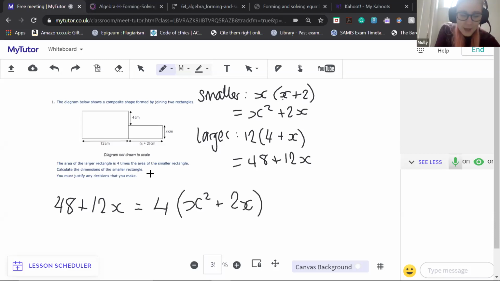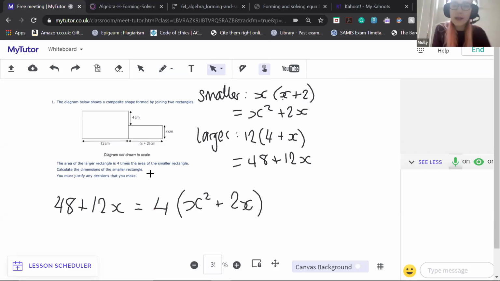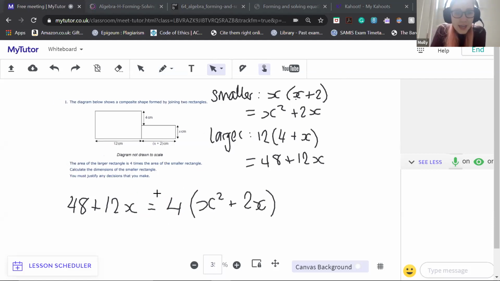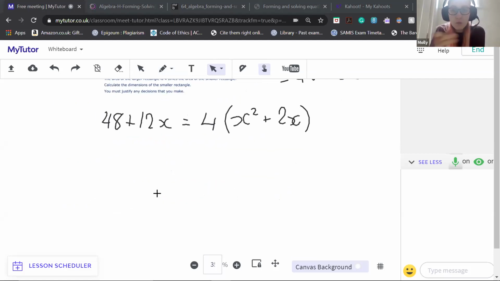Do you see how I've done that there? This is literally what this says. The area of the larger rectangle is 4 times the area of the smaller rectangle. It's kind of handed us the equation to write. You just translate the words into maths, and that's what it becomes. Hopefully that makes sense. Now we've written ourselves an equation to solve, so we can almost ignore the diagram for now until the end and just solve this.